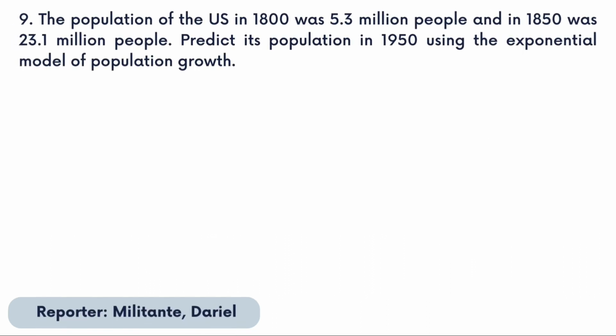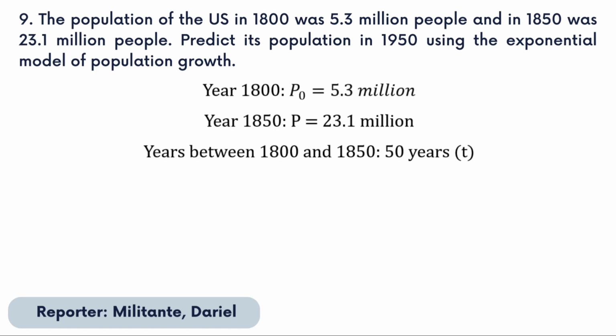Problem number 9. The population of the US in 1800s was 5.3 million people, and in 1850 was 23.1 million people. Predict its population in 1950 using the exponential model of growth. In this problem, we need to find the value of growth rate denoted as k in order to predict population in any time or year. First, let's jot down the given.